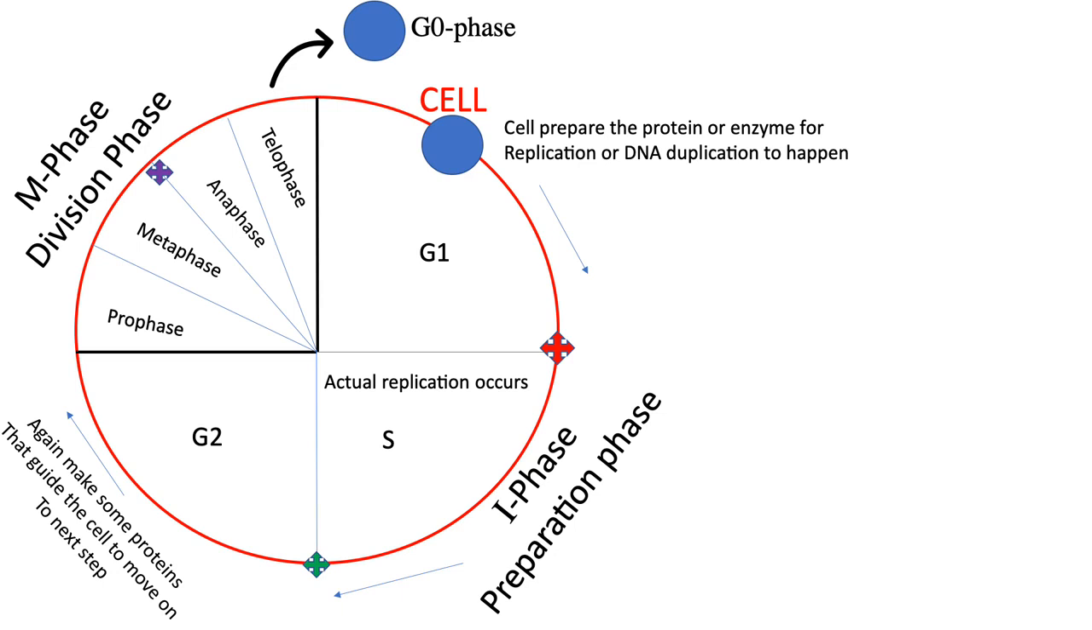So cell cycle means all the events which are occurring in a cell when it is going to divide from one cell into two cells. Cells have to basically make more cytoplasm, or you can say more organelles, and especially DNA should be replicated and equally divided into two daughter cells.